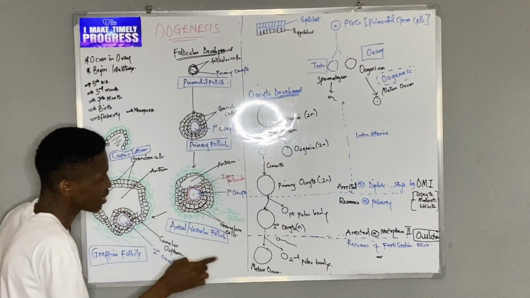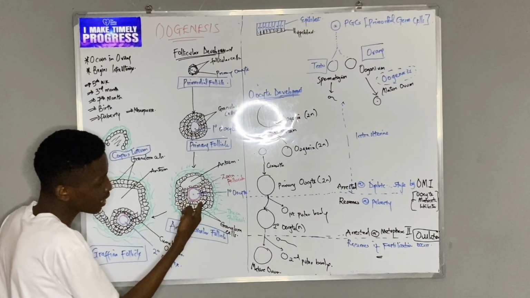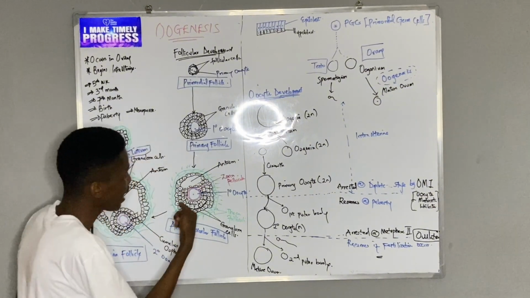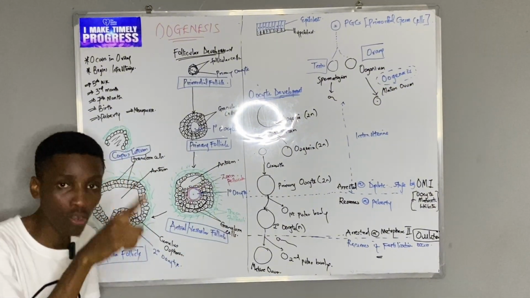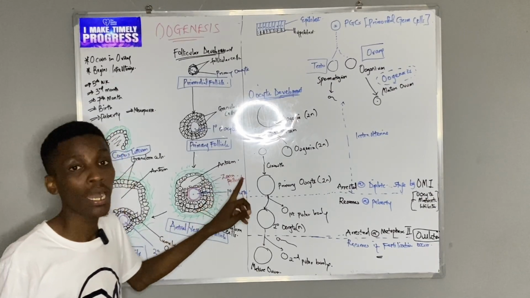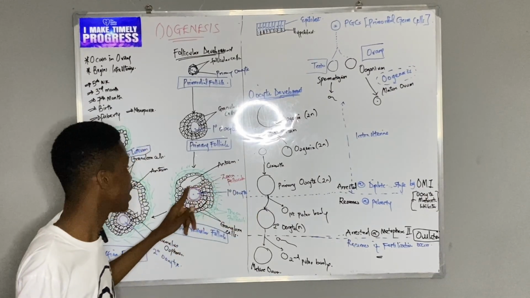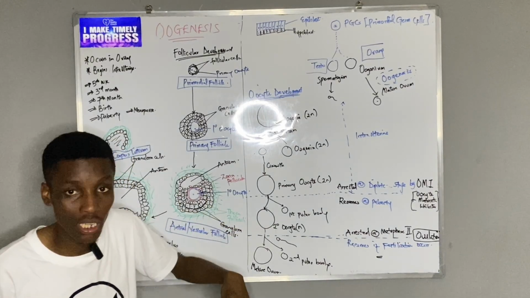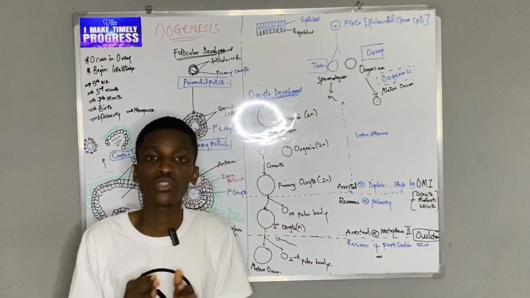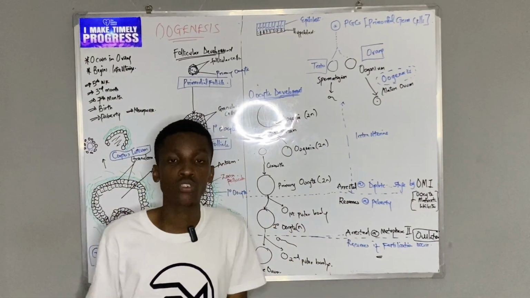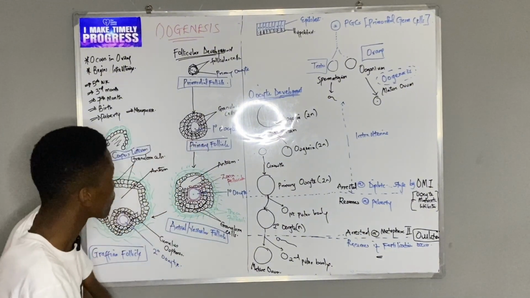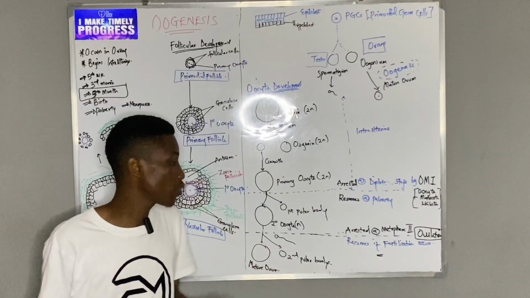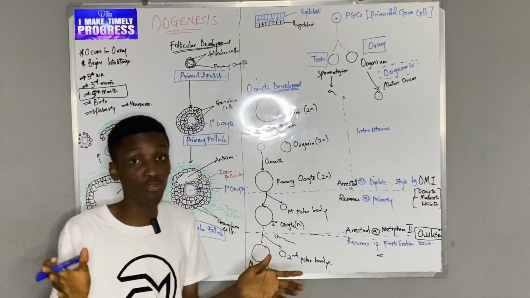Beyond that, the oocytes, together with the granulosa cells, produce a particular glycoprotein coat that protects the primary oocytes, and that coat is called the zona pellucida. It is produced both by the primary oocytes and the granulosa cells. Now, beyond this, we also have theca follicular cells, which are gotten from the stroma.